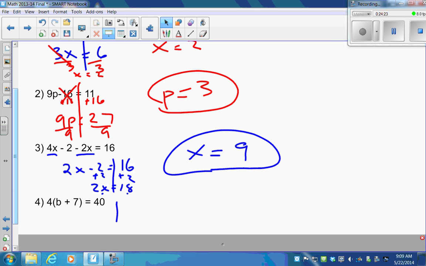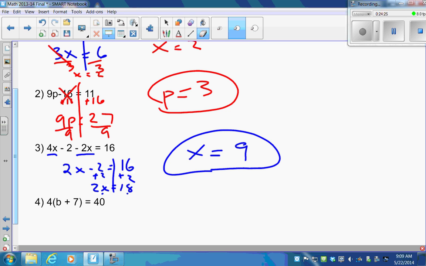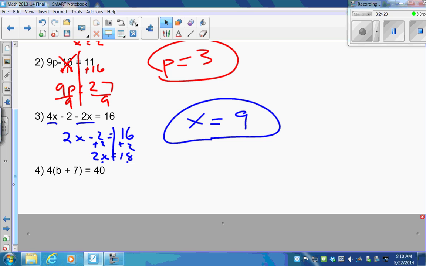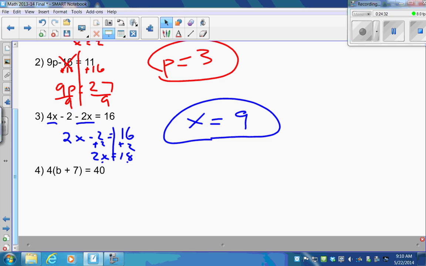Last one of algebra. I know it's a lot, but last one of algebra. I have distributive property, and then do your algebra. Set, go.